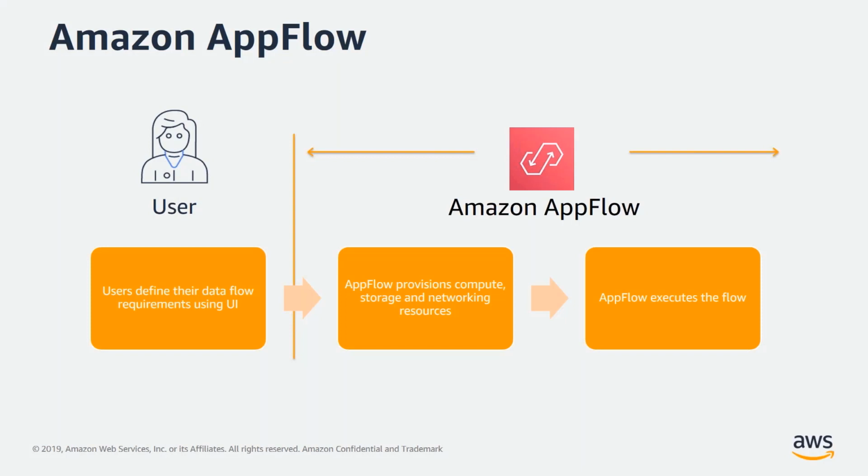Once you set up your flow requirements, once you specify when the flow should run, which data should move and from which source to which destination, our service will take things from there. It will provision the necessary compute, storage, and networking resources that are needed in order to execute your data flow. It will orchestrate and execute the data flow as per the requirements that you have specified.